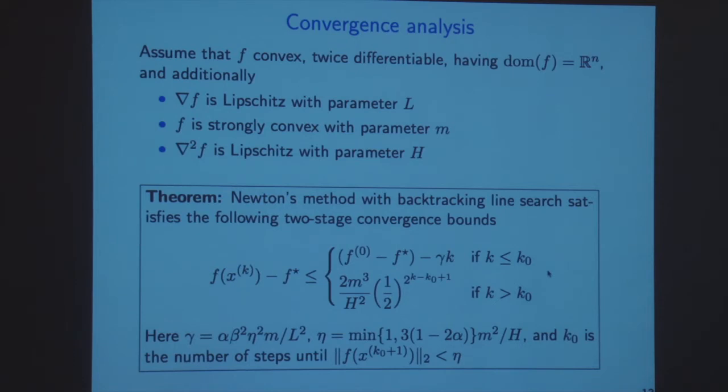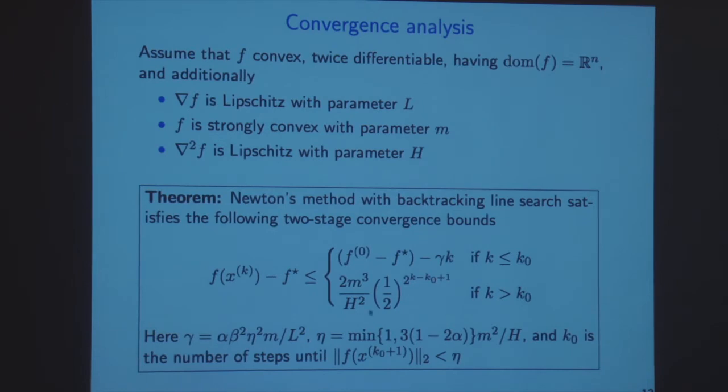After step k0, so once we enter into the second regime of convergence, we get a very different type of convergence rate, like the one I was telling you earlier, which is something less than 1 half to the power of 2 to the power of k. So this k minus k0 plus 1 is just the number of steps that we've taken after k0. And this is what we call quadratic convergence. So it converges extremely quickly in this scenario.